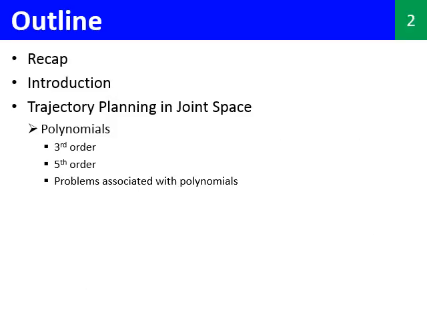Here is the outline. First, we will have a recap on what we studied last time. Next, we will have an introduction to trajectory planning. We will mainly look at trajectory planning in joint space, and we will do that using third order and fifth order polynomials. And finally, we will look into the problems associated with polynomial trajectory planning.